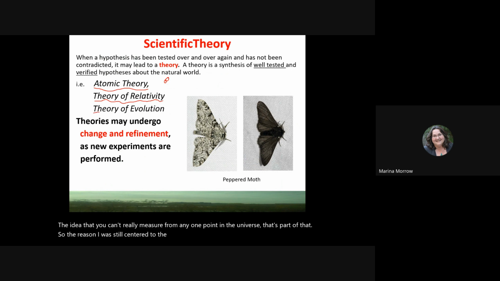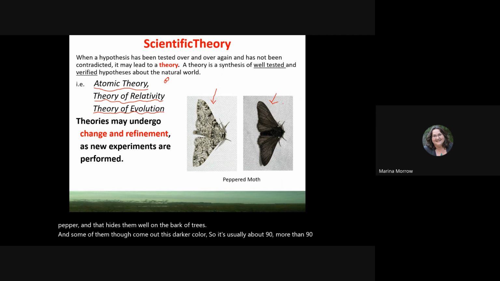Now, the theory of evolution is one some people have trouble with because they say, well, theory, that's just an idea. But no, the idea was the hypothesis, but it's been tested many, many times. So one of those tests we're going to talk about was an accidental one, which involved what are called the pepper moths. Pepper moths are usually this lovely speckled pattern, like pepper, and that hides them well on the bark of trees. And some of them, though, come out this darker color. So it's usually more than 90% speckled, and only about 5% dark ones.